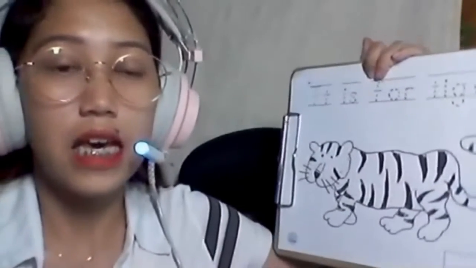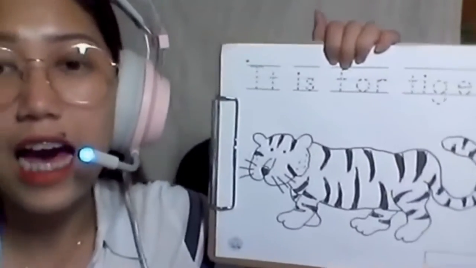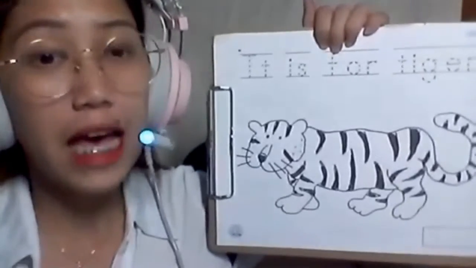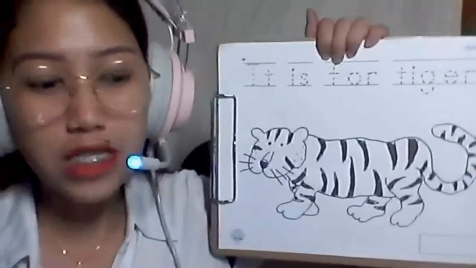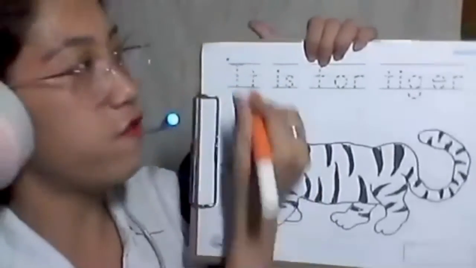Wait for a while. Can you help, teacher? What's this? It's a tiger. Good job. And how about let's trace our tiger. The letters for the word tiger. How about let's read first.